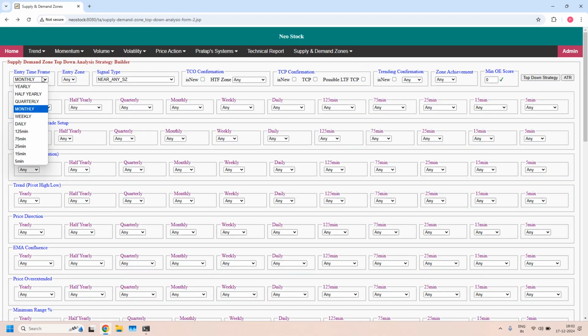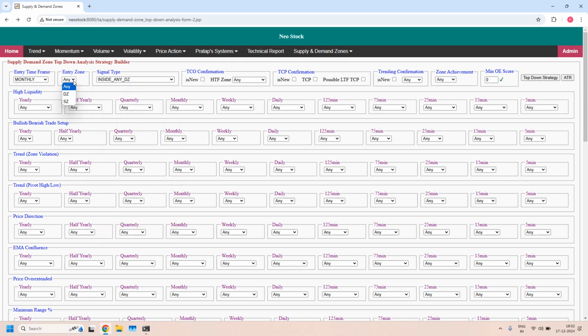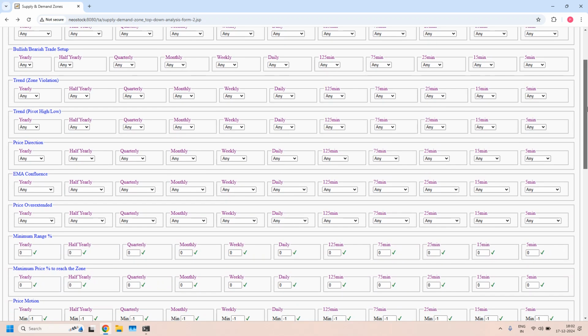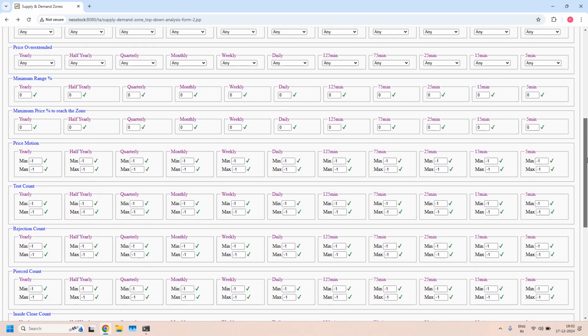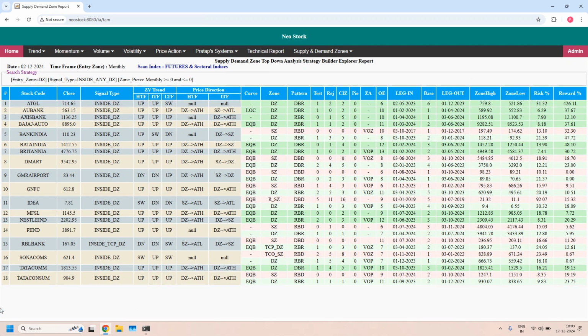Next, monthly time frame, price closed inside the monthly demand zone, and these monthly demand zones should not be pierced. So in the pierced count parameter at monthly time frame, I am setting minimum value 0, maximum value 0. That means pierced count is 0. Pierced count 0 means the zone is not pierced. Let's filter the stocks. 18 stocks are filtered where price closed inside the monthly demand zone.